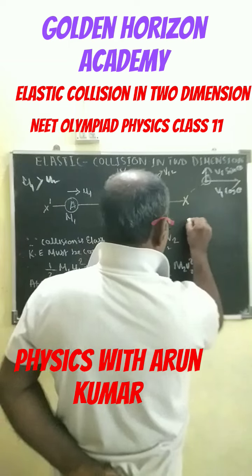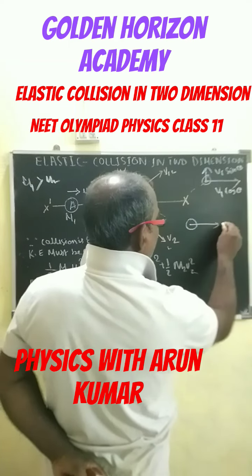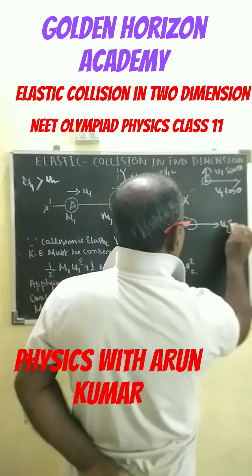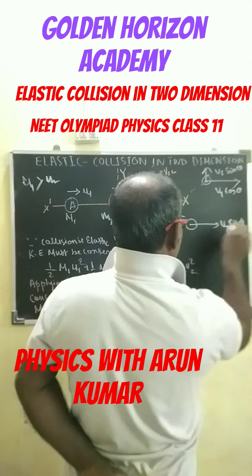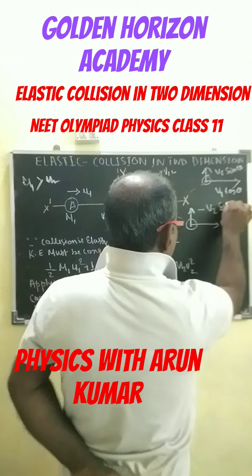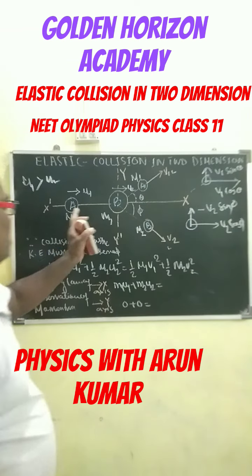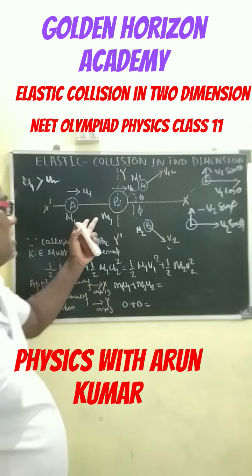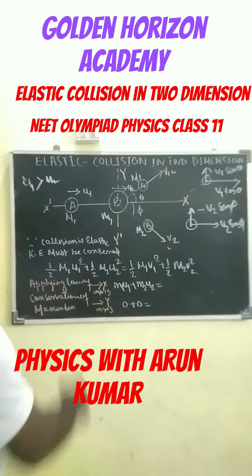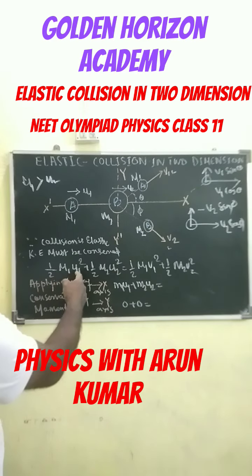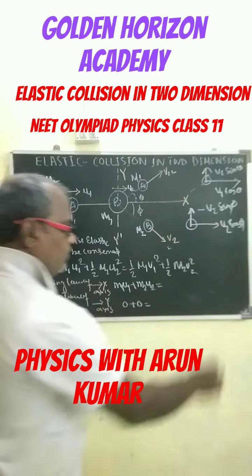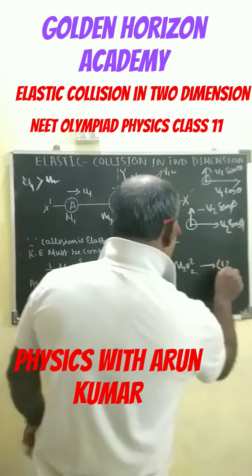Similarly, for the body B, the horizontal component becomes v2 cos phi and the vertical is minus v2 sin phi. Since the collision is perfectly elastic, the kinetic energy must be conserved. So we have this formula: half m1 u1 square plus half m2 u2 square equals half m1 v1 square plus half m2 v2 square. Let it be equation 1.